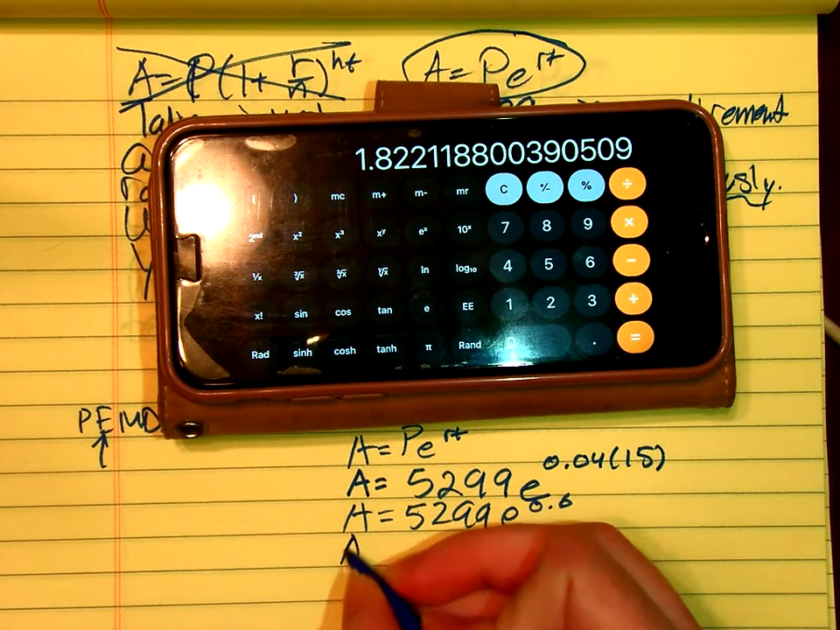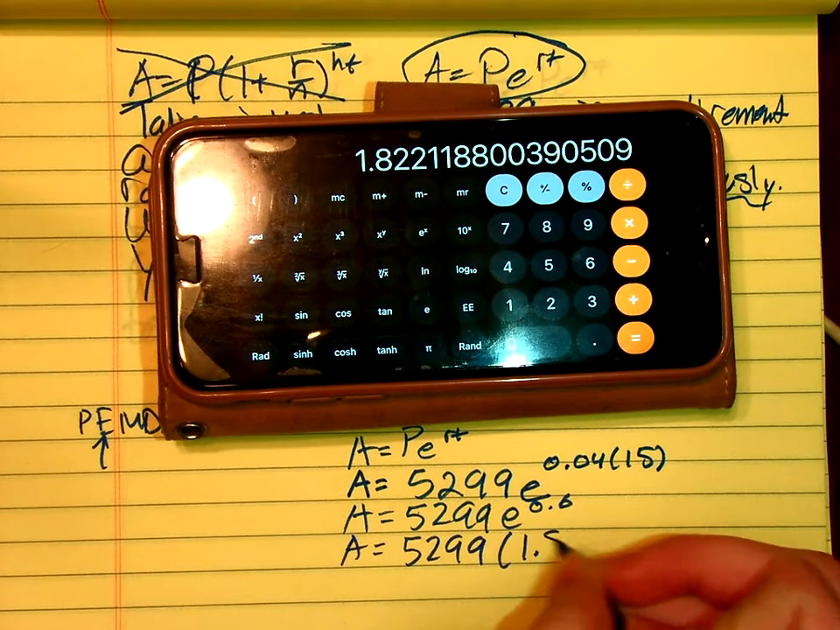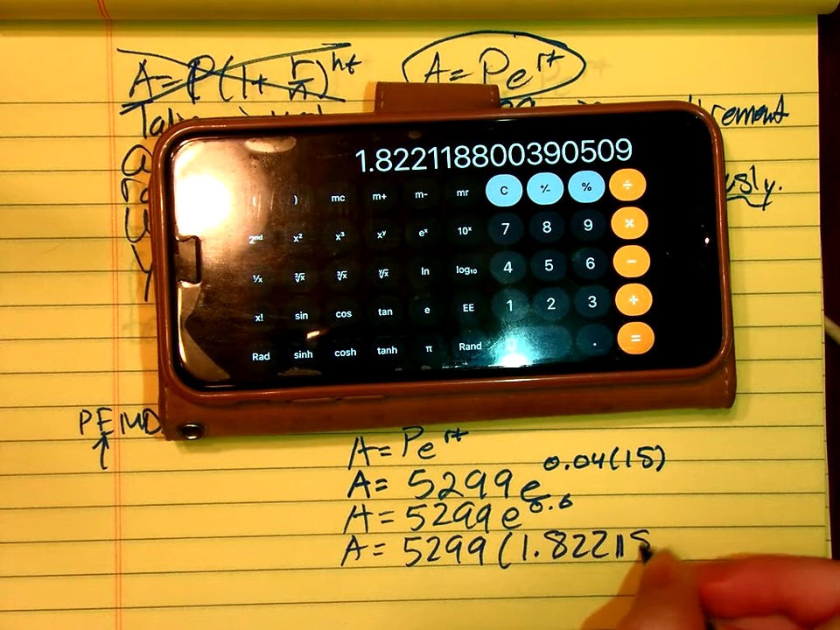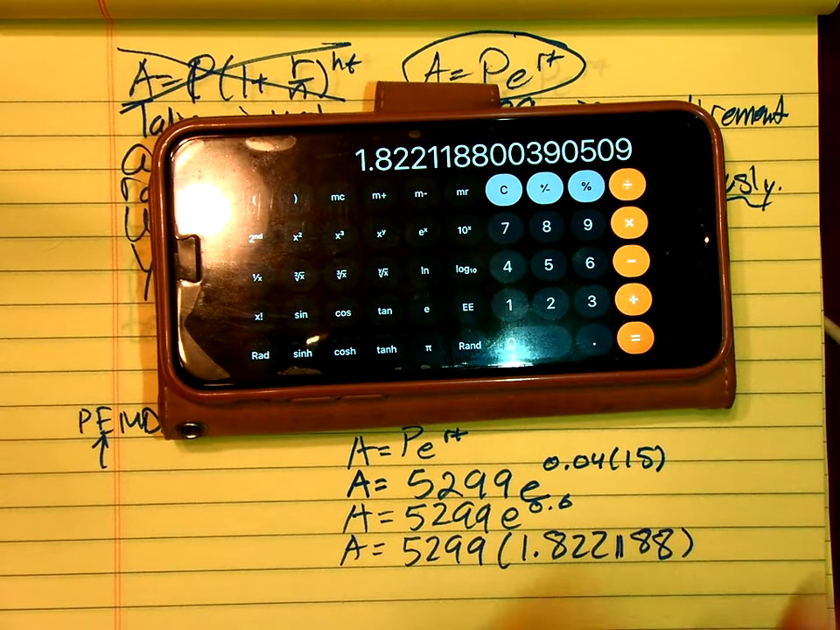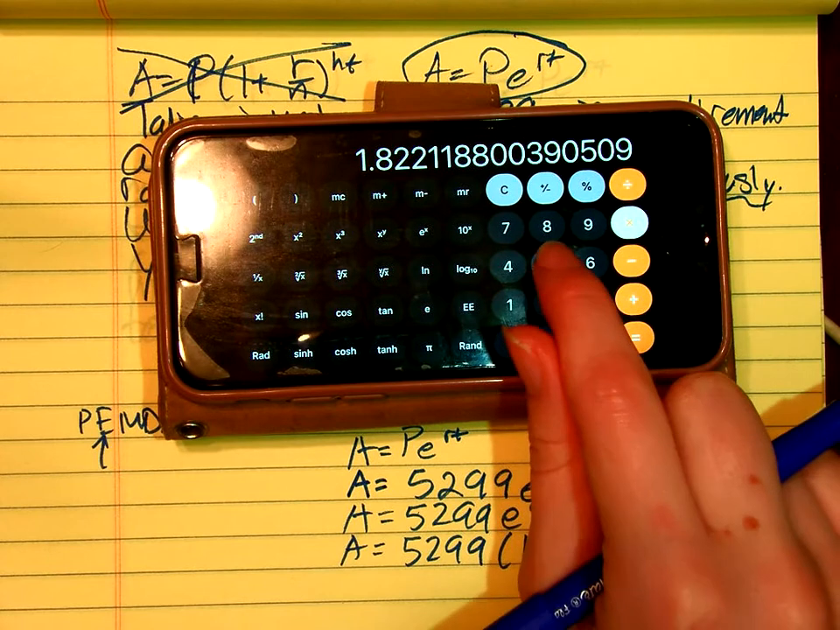We get our wonky forever going on decimal. 1.8221188. I'm just going to write down a whole bunch of decimal places just to make sure I keep it straight, especially if you get to a point where you're going to have to kind of save this number for later. You want to make sure a lot of decimals are written down. However, all we have to do next is multiply that by my starting amount.